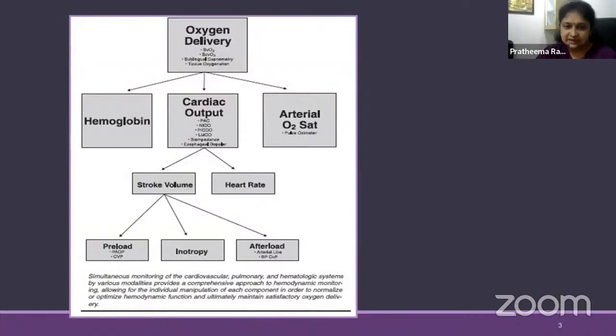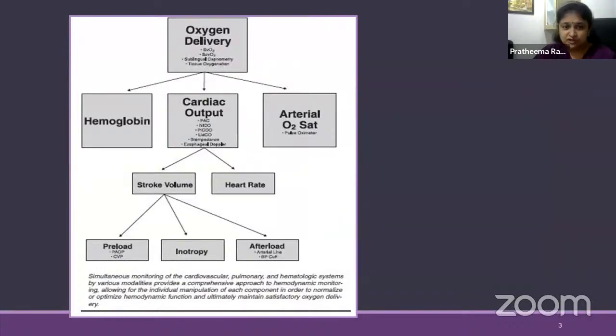So how many times does it beat and how many times it is hitting a sixer is what we need to look at. So stroke volume and heart rate. Heart rate, we know it will be in the ECG and it is a continuous monitoring. Okay. So stroke volume, how much the heart is receiving.